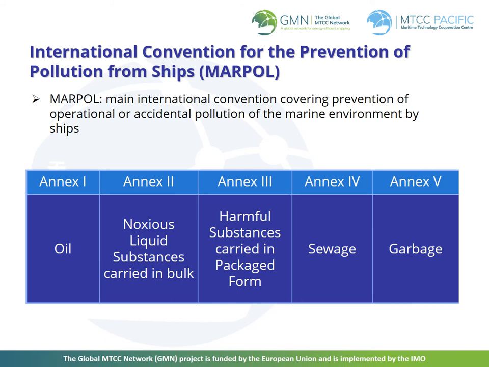Annex 6 sets out the prevention of air pollution from ships. This entered into force on the 19th of May 2005. This sets limits on sulfur oxide and nitrogen oxide emissions from ship exhausts and prohibits deliberate emissions of ozone-depleting substances. Designated emission control areas set more stringent standards for SOx and NOx and particulate matter. A chapter adopted in 2011 covers mandatory technical and operational energy efficiency measures aimed at reducing greenhouse gas emissions from ships.